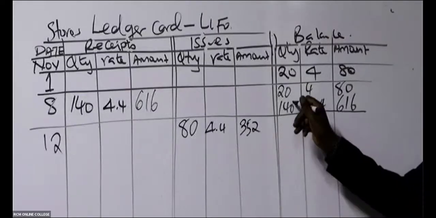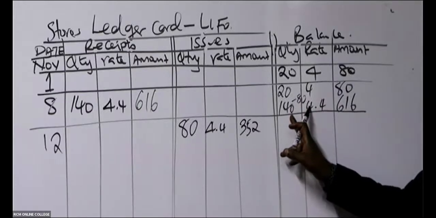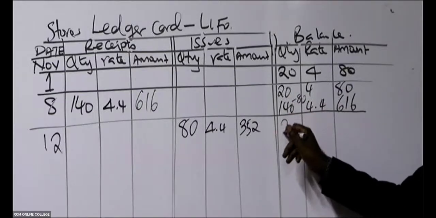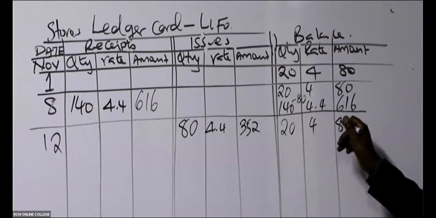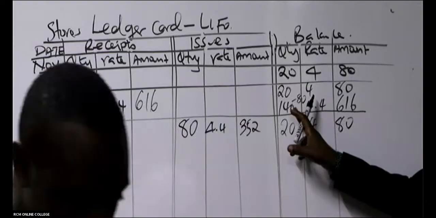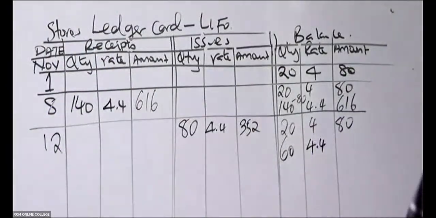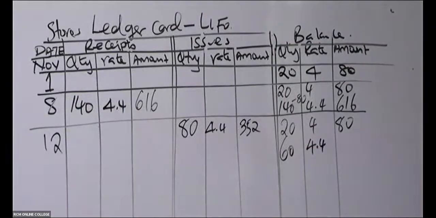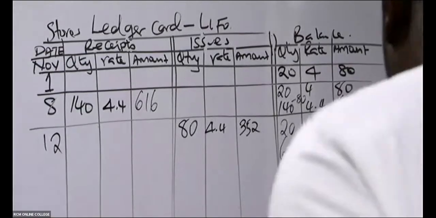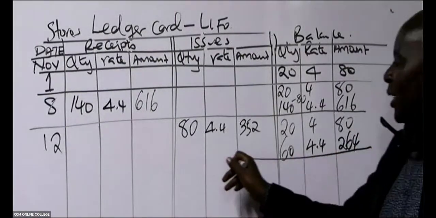Remember, this 80, we have eaten it from this. We have eaten 80 from 140, isn't it? So meaning we still have our oldest batch of 20 at 4, giving us 80. And then now this batch has got how many? 60 at 4.4. So 60 at 4.4 will end up giving us what here? 264. Thank you so much. So you underline like that.